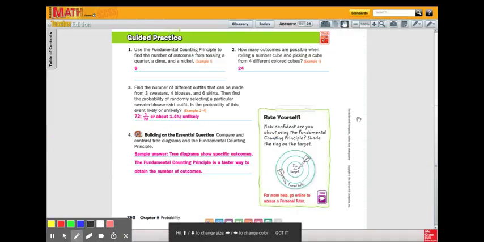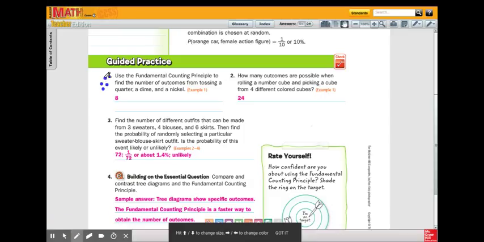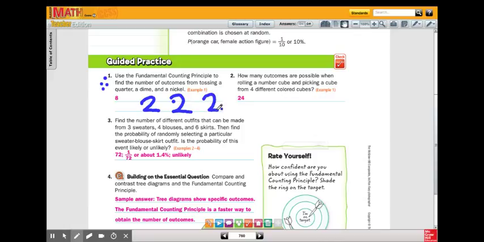So let's see if these guided practice ones make sense before we show you what to do. It says first, fundamental counting principle. Use the fundamental counting principle to find the number of outcomes, tossing a quarter, a dime, and a nickel. So, for a quarter, there are 2 choices, heads or tails. Dime, 2 choices. Nickel, 2 choices. 2 times 2 times 2, that's where they get 8.